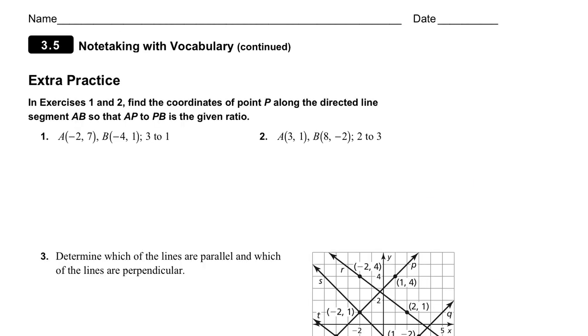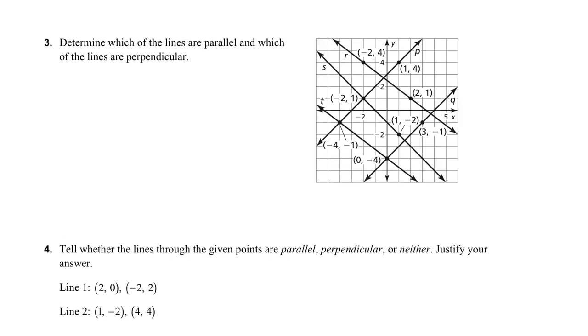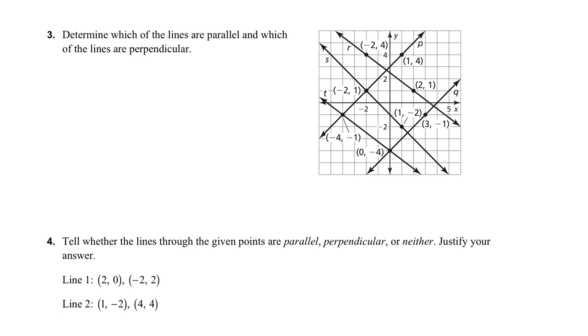So we're going to skip 1 and 2. We're going to skip this directed line segment stuff. And let's just look at number 3 here. Number 3 says determine which of the lines are parallel, which are perpendicular. Now there's a lot of lines here. There are 5 lines. So I'm going to go old school and just count my slopes.